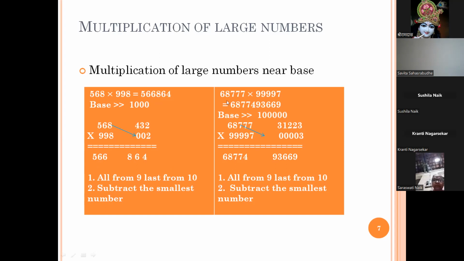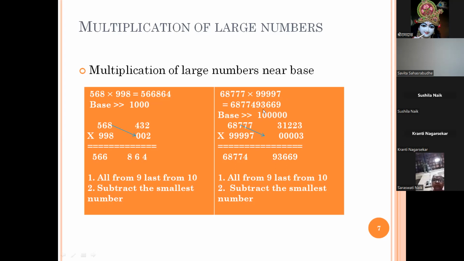Now next. Observe the number again. See, the number of digits doesn't matter. 68777 into 99997. This is a number near the base. So I can take a base. The number of digits is the same, so I put equal zeros. There are 5 digits, so I put 5 zeros: 1 followed by 5 zeros, because there are 5 digits in it.